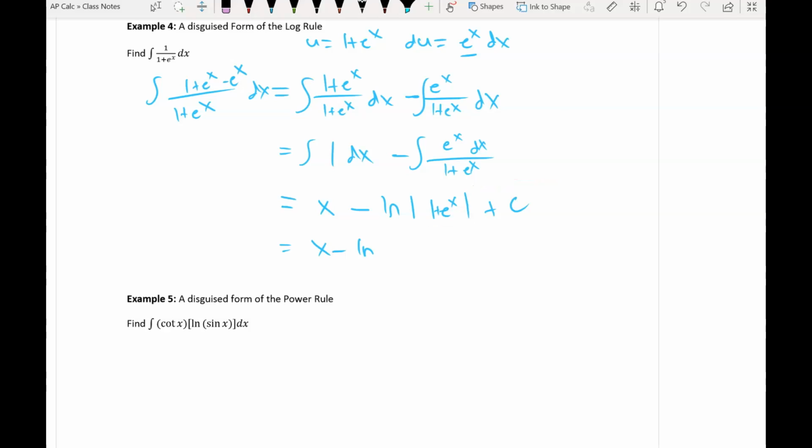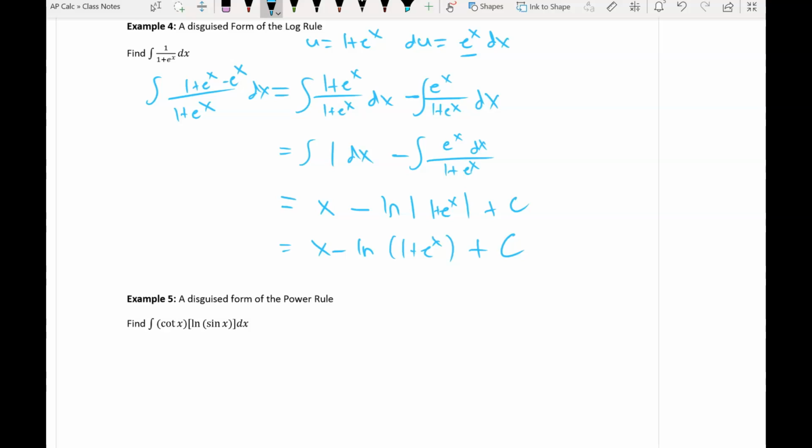I don't know why I wrote that arrow. I was going to write stuff, but I basically just said everything. So since no matter what I plug in for x in here, it's going to be positive, I don't need that absolute value sign. This is just the natural log of, in parentheses, 1 plus e to the x. And then this is an indefinite integral, so plus c.